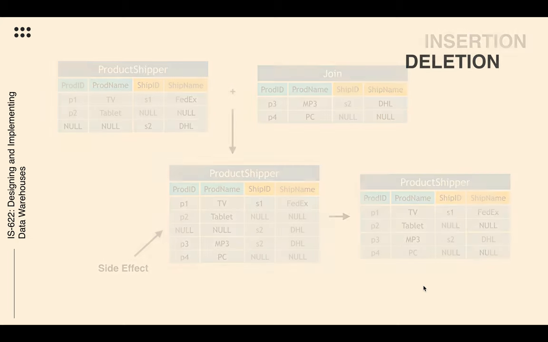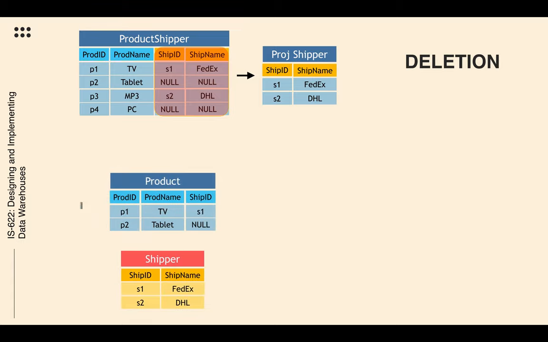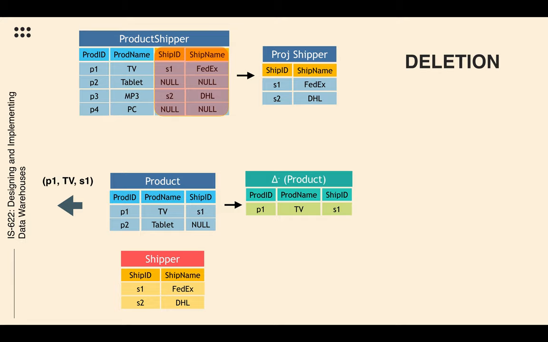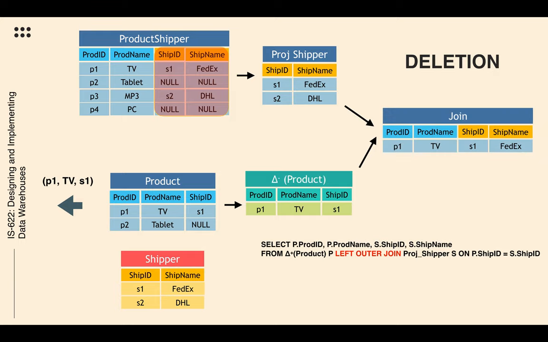Okay. Now for the deletion operation, we do something similar again. First, we create the shipper, we create the view for the shipper. And then we have these two tables. We want to remove the record P1, TV and S1. That is the first record in my table. So I want to delete that from the table, right? So if I want to delete that, again, the same thing, I would create a projection table, a delta minus projection table. And then I do a join between the delta minus and the project shipper to get the missing information, right? So I get P1, TV, S1, and FedEx, which is available from my projection table.